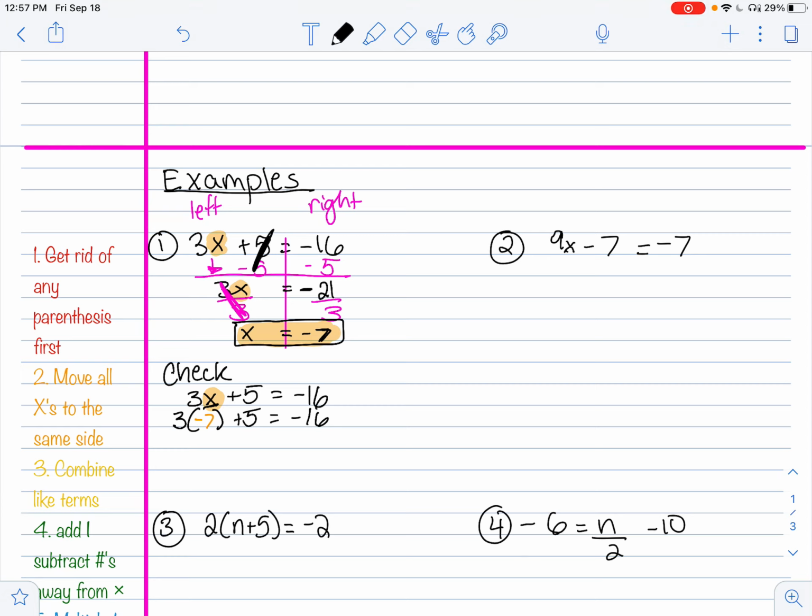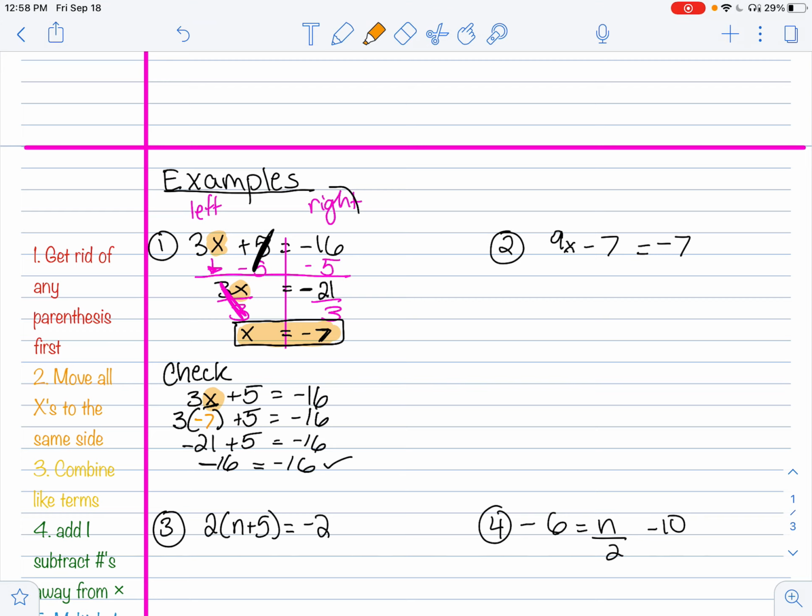Now I have to follow my order of operations. 3 times -7 gives me -21. I bring down my +5, and I bring down my -16. -21 and 5 are different signs, so we subtract the number and take the sign of the larger number. So 21 was larger, so I'm going to take the negative sign there, and then I have -16 equals -16, and this checks out. So let's move on to number 2.